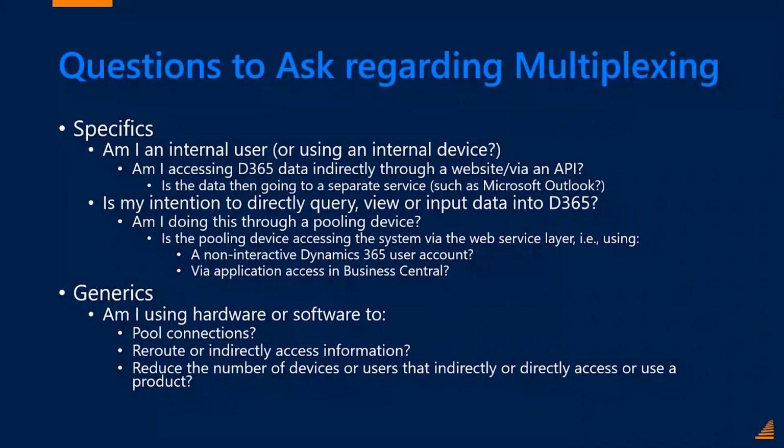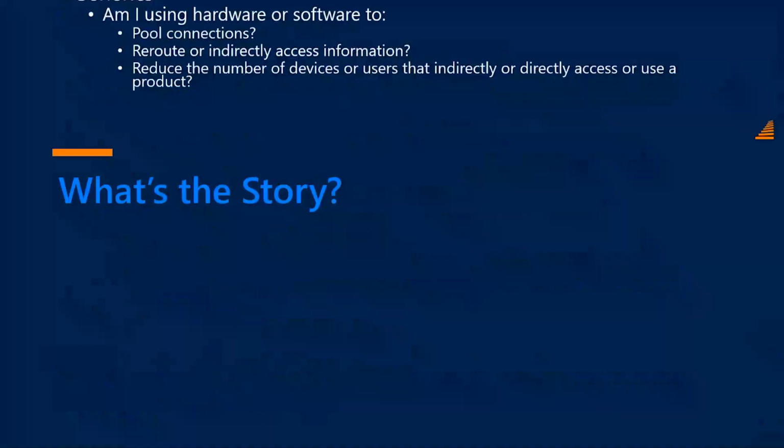The generic definition is where it gets much more grey area and woolly. Am I using hardware or software to pool connections, reroute or indirectly access information, and reduce the number of devices or users that indirectly or directly access or use a product? That's the piece that feels like a catch-all. And it feels, if you go down to the letter of the Microsoft law inside of Dynamics, that the moment Business Central is turned on, with the synchronization with Dataverse, everybody everywhere is multiplexing. It's a scenario that needs to be avoided, so let's drill into it a little bit.